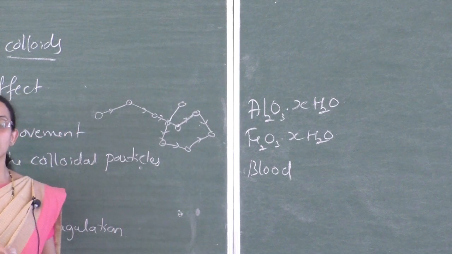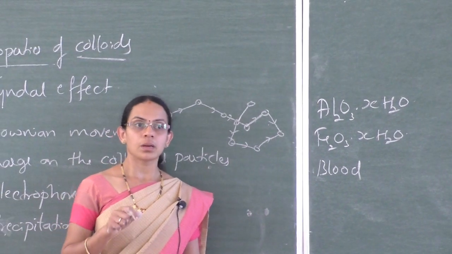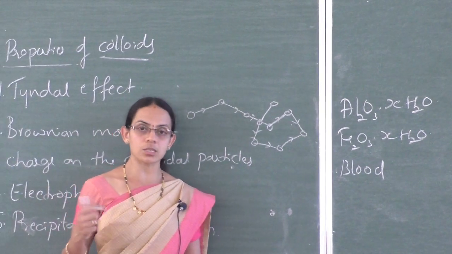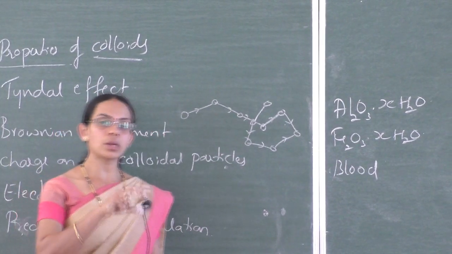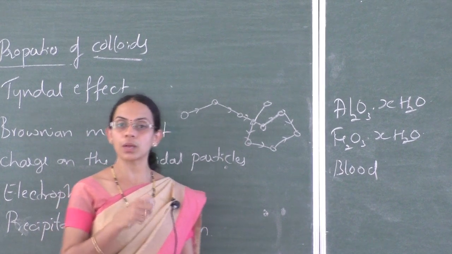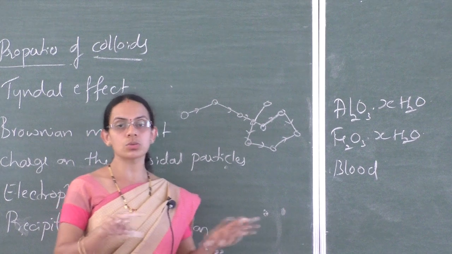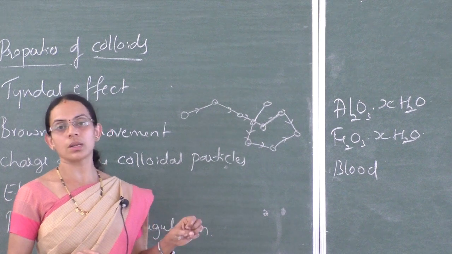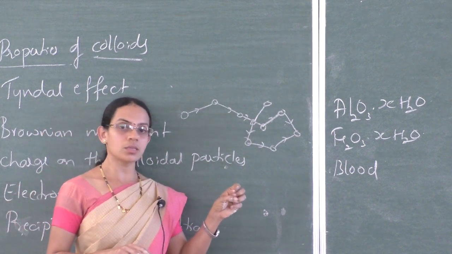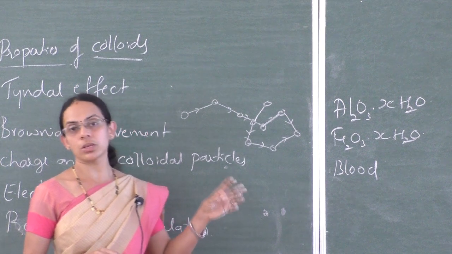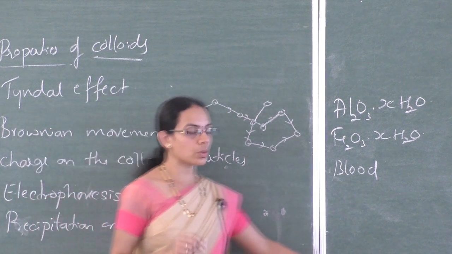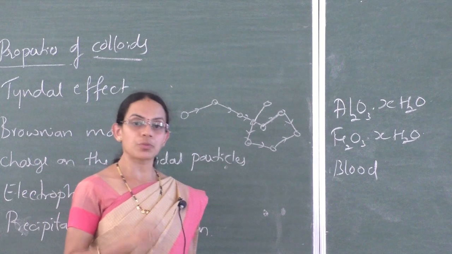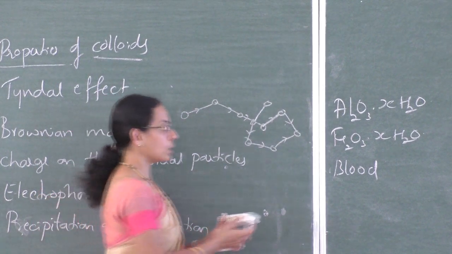Now, one of the most accepted reasons for the charge on the colloidal particle is the preferential adsorption of ions. As I explained in the peptization method, a freshly prepared precipitate can adsorb one of the ions from the electrolyte. Hence, it breaks into a number of particles having size in the colloidal range, right? And in that case, it gains a positive charge, and that becomes the positively charged sol. That is one of the most accepted reasons for the charge on the colloidal particle, the preferential adsorption of ions. I will explain with an example.